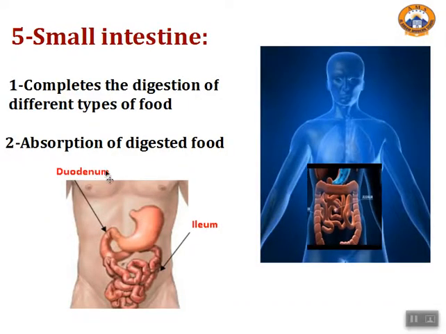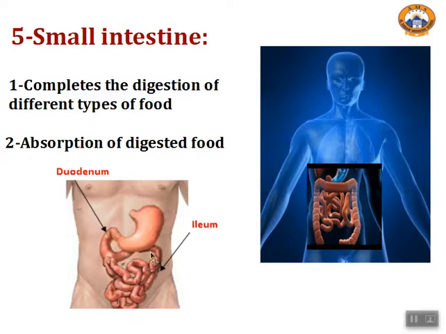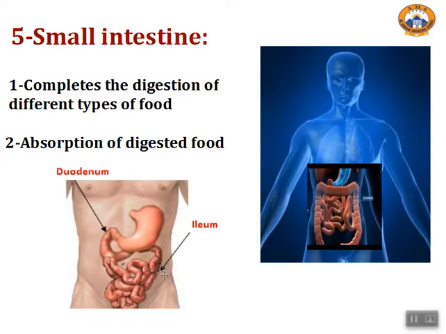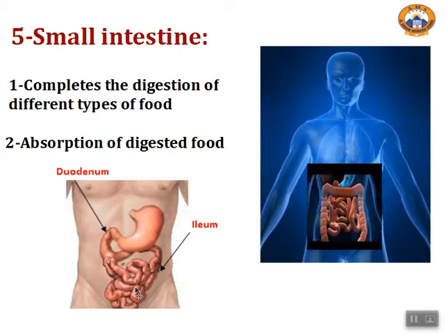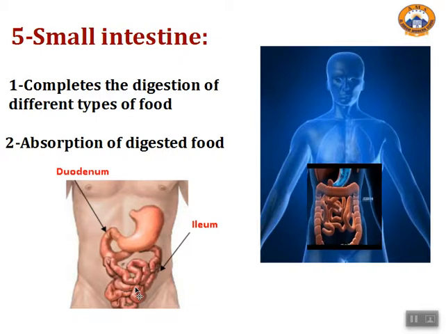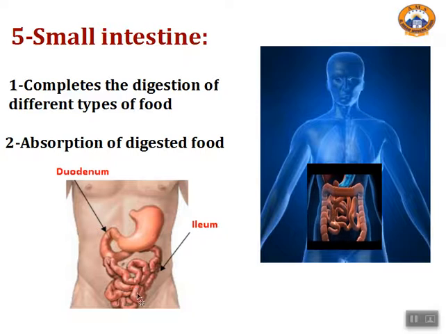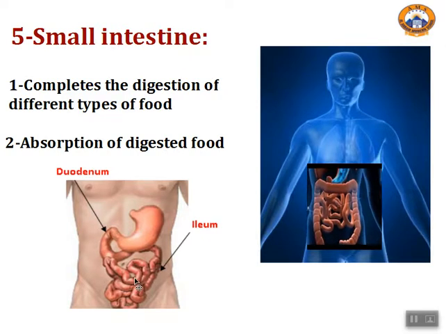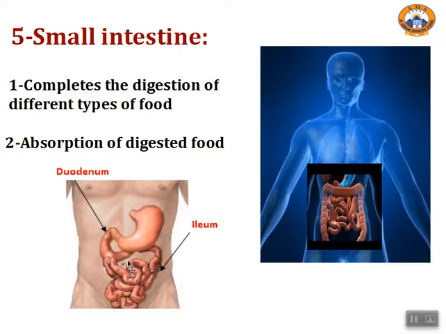Now, after the food passes from the duodenum to the ileum, another juice is poured in the ileum known as the intestinal juice. This intestinal juice completes the digestion of different types of food. And the ileum is the place where the digested food is absorbed to go to the other parts of the body.